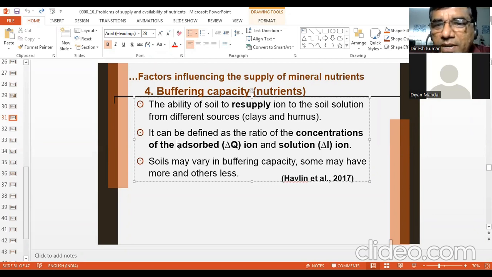So you can say buffering capacity can be defined as the ratio of the concentration of the adsorbed ion and solution ion: delta Q divided by delta I. Soils may vary in buffering capacity. Some have high and some have low. High buffering capacity means some soils have very good capacity to give ions from the exchangeable complex to the soil solution, but some have poor buffering capacity.